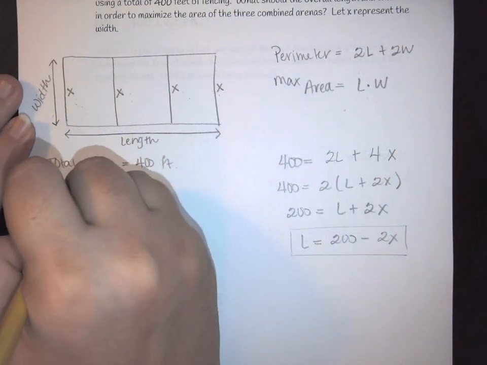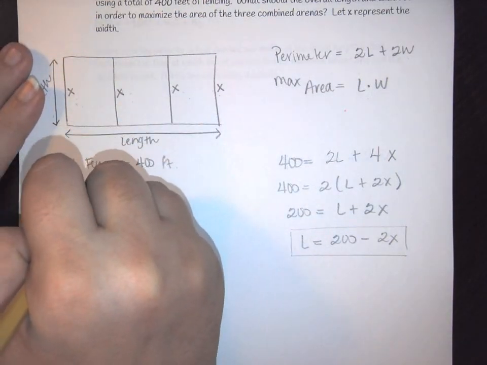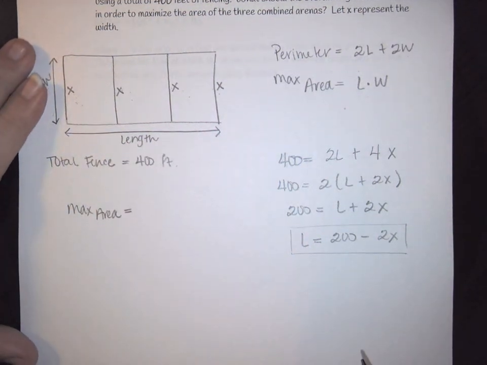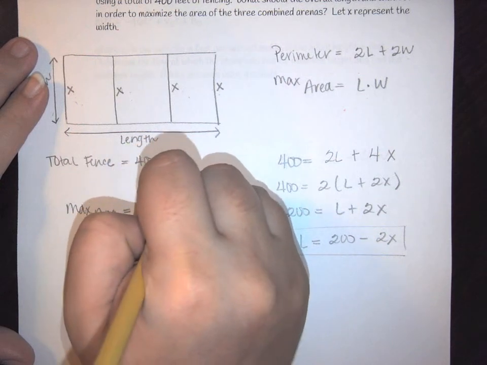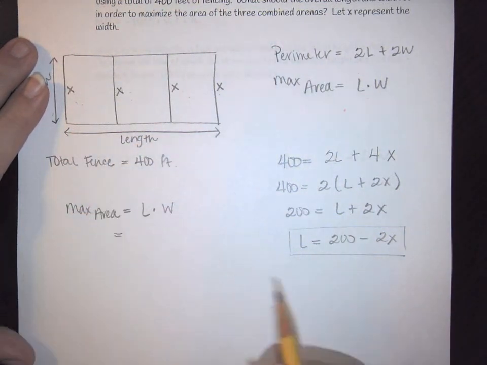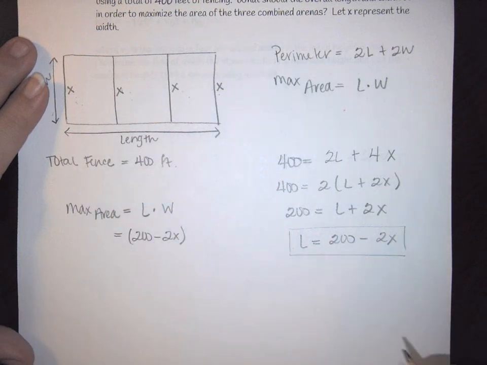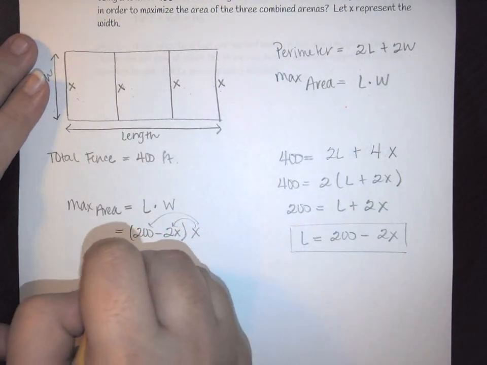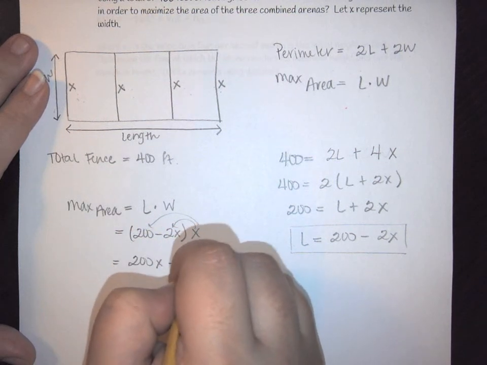So when I'm looking at the max area, I need to plug in what I know. Well, first of all, I know max area is found by doing length times width. So in this case, my length is going to be 200 minus 2x, and my width is going to be x. I need to distribute this x through my parentheses, so this becomes 200x minus 2x squared.